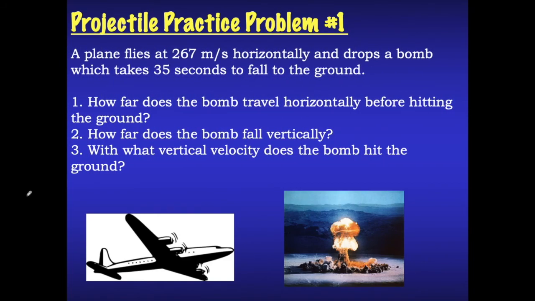It says, a plane flies at 267 meters per second horizontally and drops a bomb which takes 35 seconds to fall to the ground. There are three parts to this one. Number one, how far does the bomb travel horizontally before it hits the ground? Number two, how far does the bomb fall vertically? And three, with what vertical velocity does the bomb hit the ground?